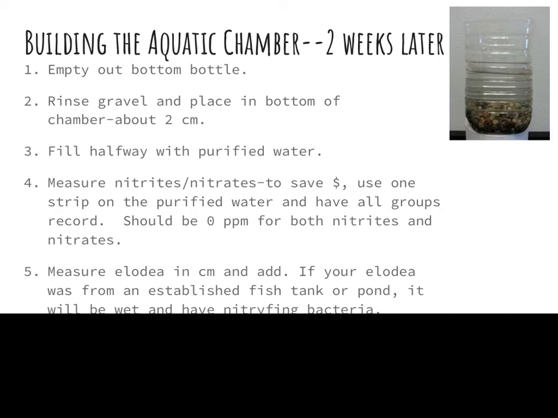Okay, so now after 2 weeks, it's time to build the aquatic chamber. What they're going to do is empty the bottom bottle that they've been flushing for the past 2 weeks, and they're going to rinse some more gravel and place it in the bottom of their chamber and fill it halfway with purified water. So now we're going to use the water that's in the buckets, and they're going to fill it about halfway. And so now we're going to take our water quality tests. We're going to measure our nitrites and nitrates. And since everyone's starting out with the same water, we're just going to use one test strip to save money.